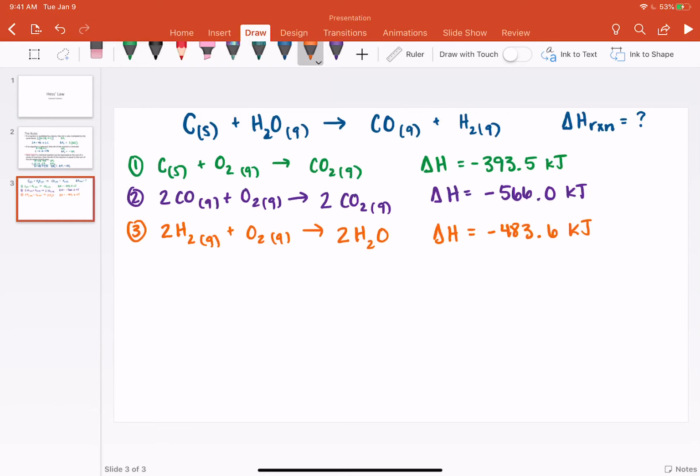So here's how we do that. First, we know we want to end up with carbon as one of our reactants. So we can already get that just by using this first reaction. So this first reaction is going to remain unchanged.